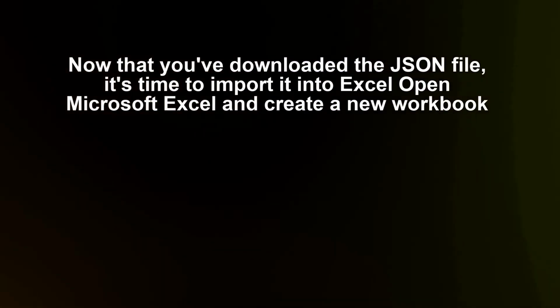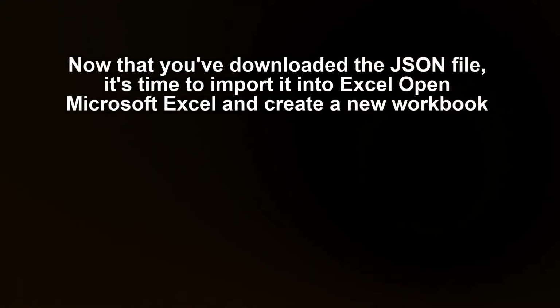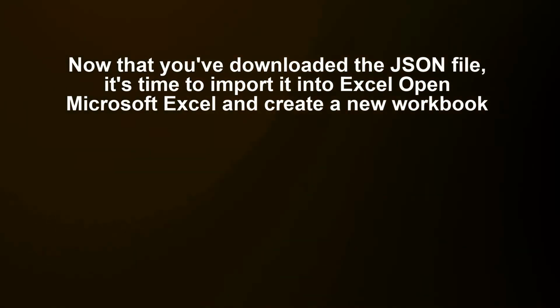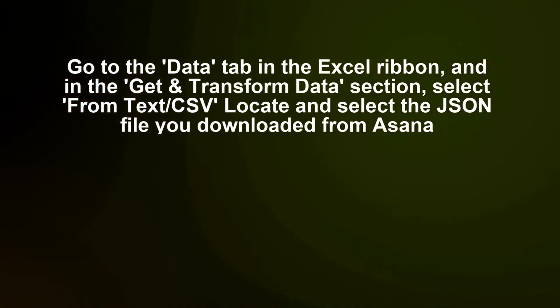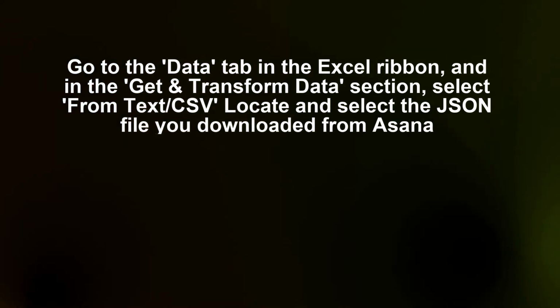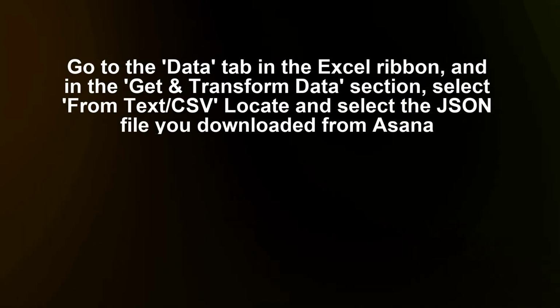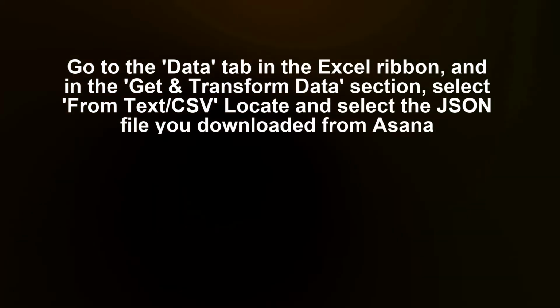Now that you've downloaded the JSON file, it's time to import it into Excel. Open Microsoft Excel and create a new workbook. Go to the Data tab in the Excel ribbon, and in the Get and Transform Data section, select From Text/CSV. Locate and select the JSON file you downloaded from Asana.